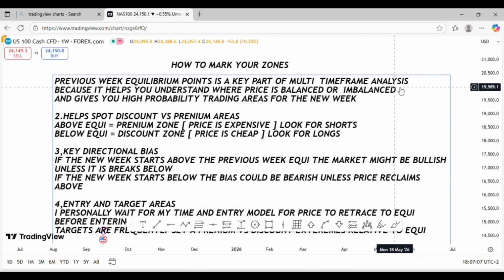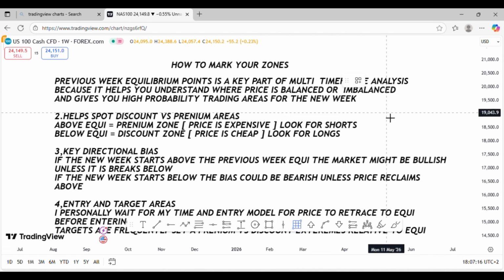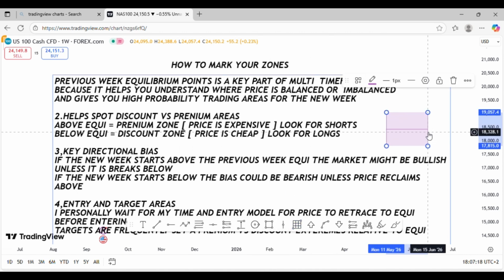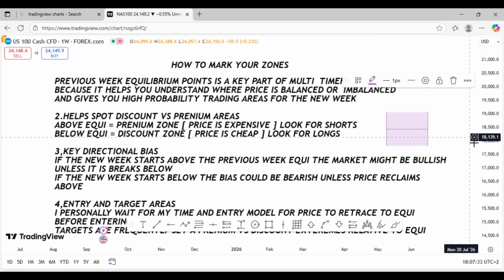You understand? So as you can see, guys, number 2, these zones help you to spot premium and discount. That is why each and every time when you see me analyzing or identifying my zones, I use this tool most of the time. This tool tells me that above this equilibrium, which is this line, is the premium, and below here is the discount. I'll still explain, guys. There's still more for me to say.